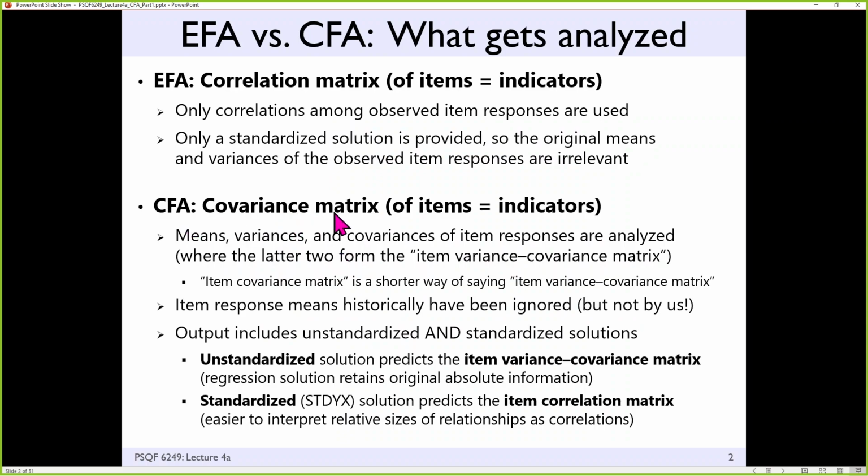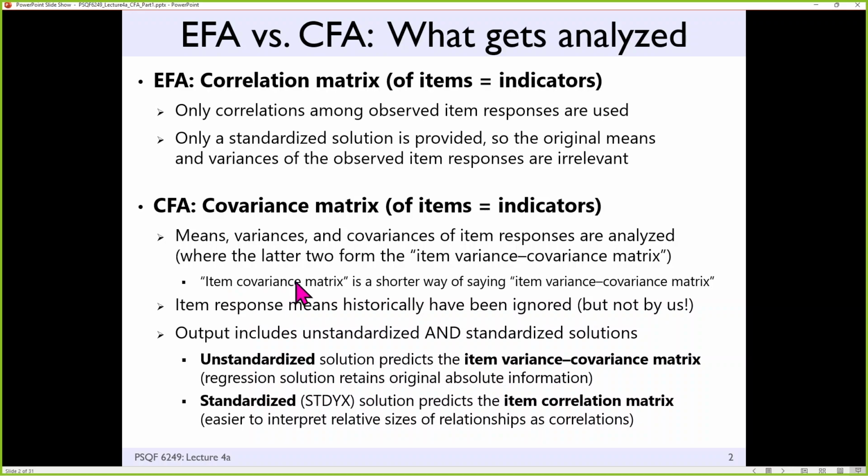In CFA, we do pay attention. So what we care about in CFA, confirmatory models, is the full covariance matrix and mean vector of the indicators. So differences in item means, differences in item variance are part of the story, and the covariances across the items are part of the story as well. We can still convert this into a correlation metric so we can look at things a little bit easier and compare across items on different scales, but the unit of analysis here, what we're coming back to, is covariance.